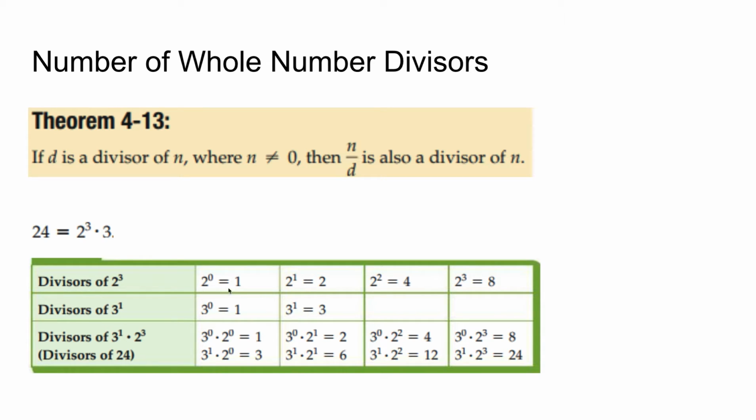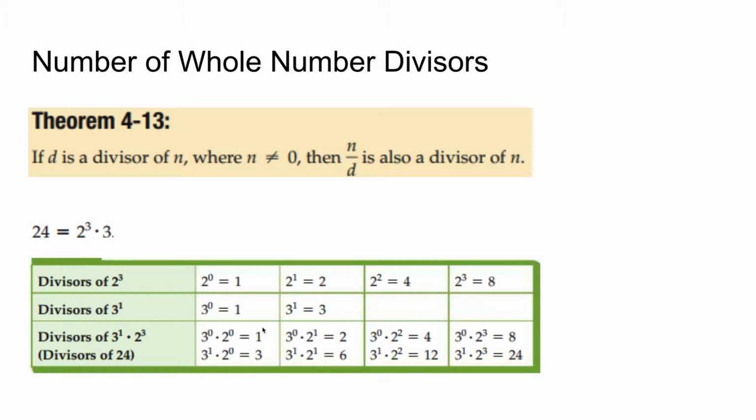So with 2 to the 0 power, which is 1, 1 times what makes 24? 1 times 24 makes 24. 2 times 12 makes 24. 4 times 6 makes 24. 8 times 3 does. How about with 1? 1 times 24, we already had done that. And 3 times, we have done that, right?